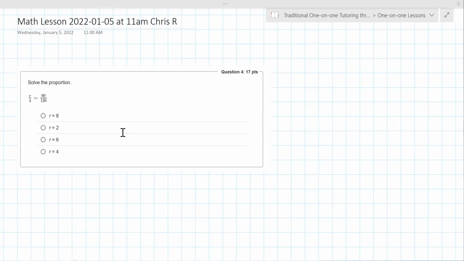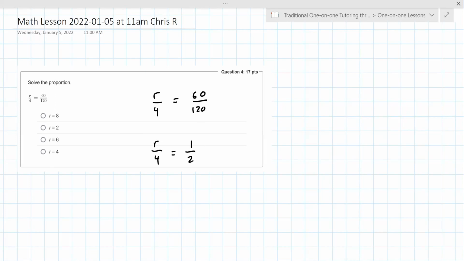Over 4 equals 60 over 120. Yep. Okay, so the first thing, and this is often misunderstood, is that you can simplify vertically. So what is 60 divided by 120? 60 divided by 120 is 1/2.